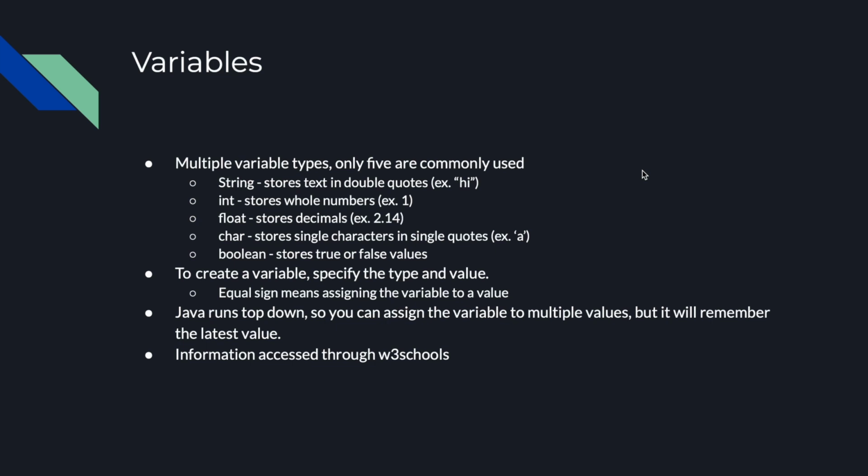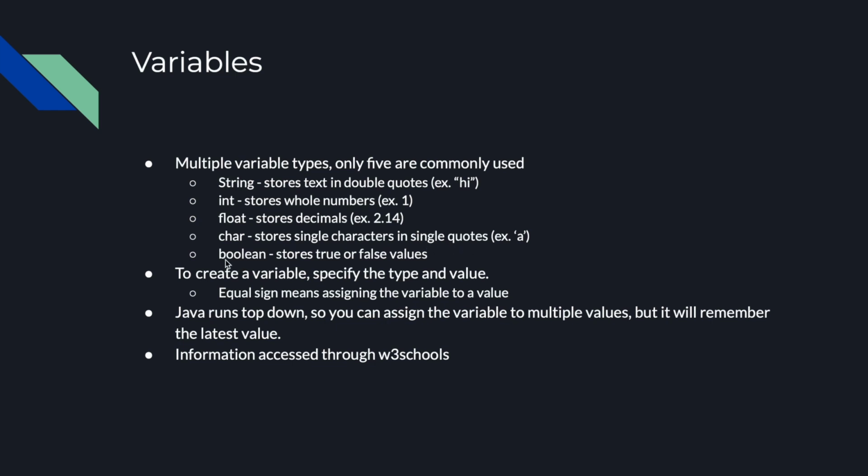So there's so many variable types in Java, but we commonly only use 5 of them. The first is a string, which stores text in double quotation marks, just like the example here. Next is an integer, which stores whole numbers like 1, 2, 3, or more. Float, which stores decimals, a char, which stores single characters in single quotes.